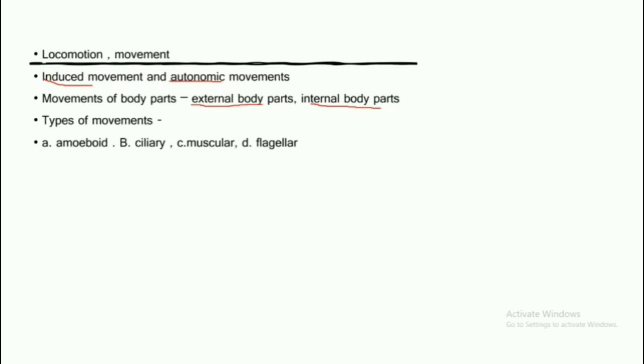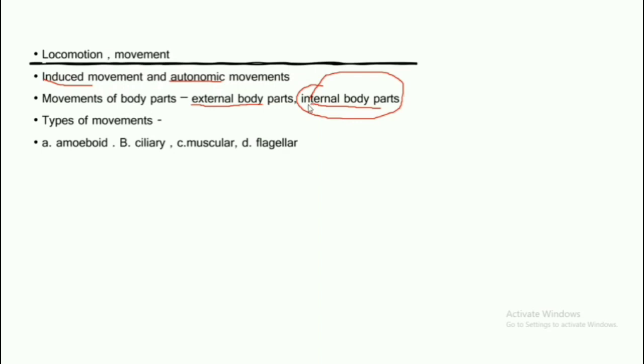Okay, then movement of the eyeballs helps to see the object. Movement of the pinna of the ear helps the animal to collect the sound vibrations. So these are some of the movements in the external body parts. What about movements in the internal body parts? Let's see some of the examples.